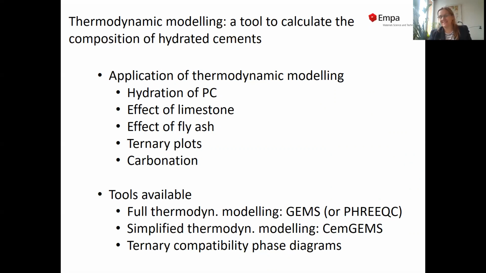What I want to do here is to present how one could use thermodynamic modeling as a tool to calculate the composition of hydrated cements, and also to show which tools are available to reach these goals and where you could find them, and how for yourself, or if you want to teach them to your students. Thus, I will first present different possible applications of thermodynamic modeling, and in a second step, I will try to explain different tools available.